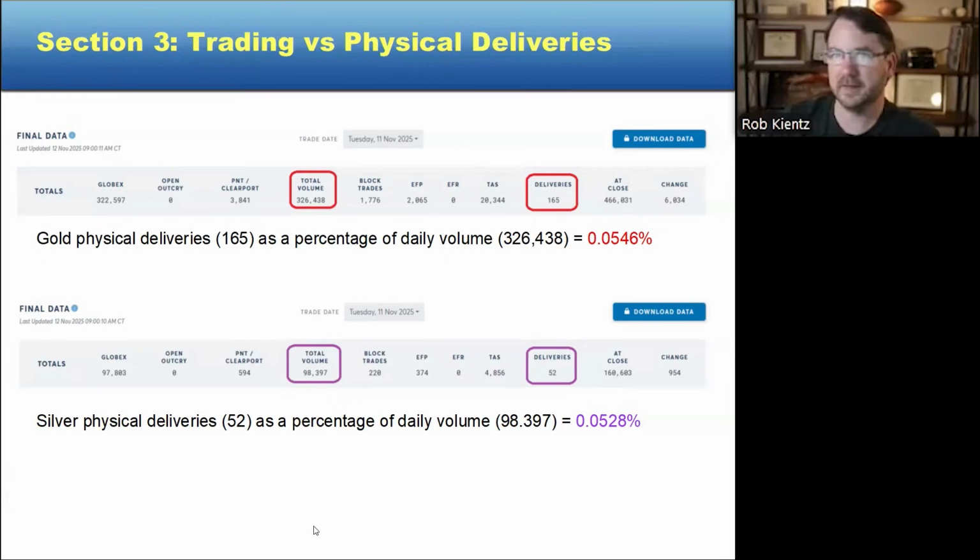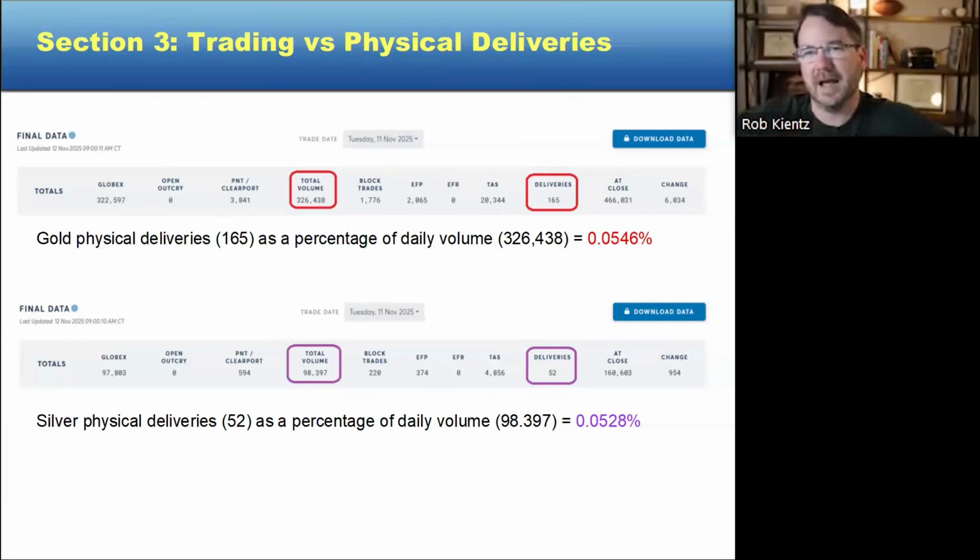Now let's look at silver for the same day. Look at the interesting thing. Even though gold and silver are different markets, and they have different numbers of volume, the percentages come out exactly the same almost. I mean, within one significant digit. Silver deliveries as a percentage of daily volume is 0.05%, 0.0528. I find it interesting that gold and silver are different. We know that silver is more industrial. Gold's used in jewelry, but mostly it's used for investment. And yet the deliveries on one of the major exchanges of the world almost mirror each other in terms of percentages of physical delivered versus a derivative trade.